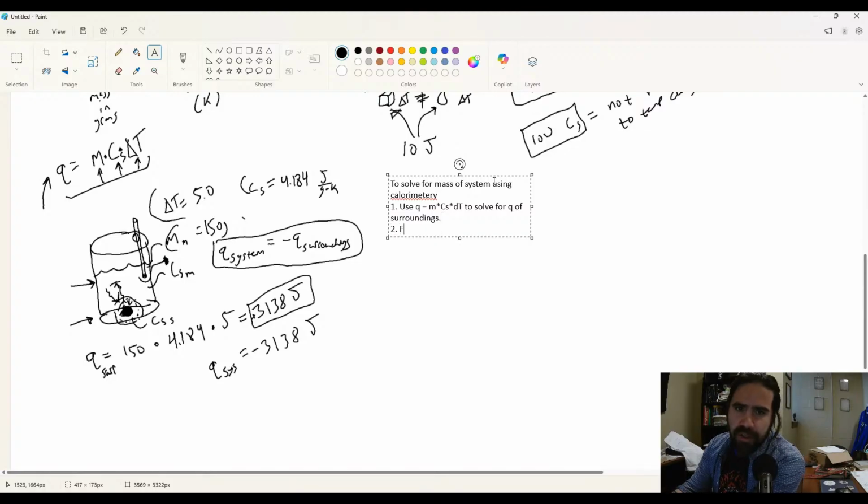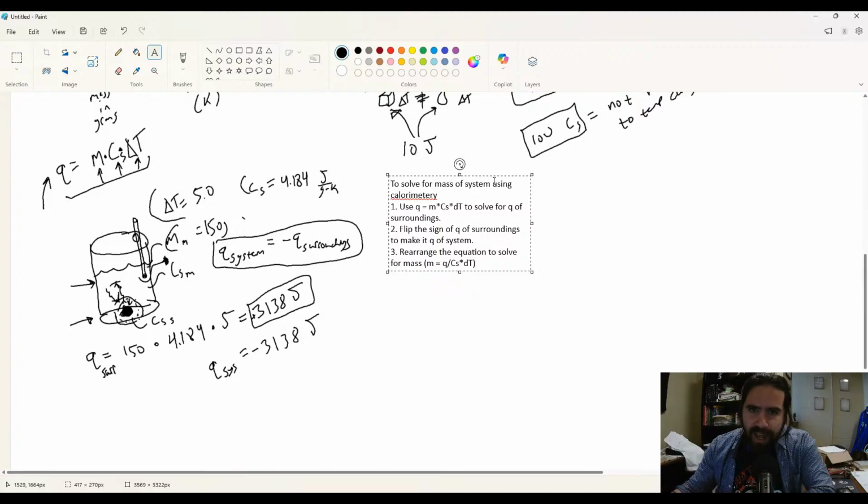Step number 2, flip the sign of Q of surroundings to make it Q of system. Okay, so if you have a minus, it becomes a plus. If you have a plus, it becomes a minus. And then use this specifically for mass. Rearrange the equation to solve for mass. That looks like M equals Q divided by CS times delta T. Okay. Now, this is specifically how to solve for mass of a system.